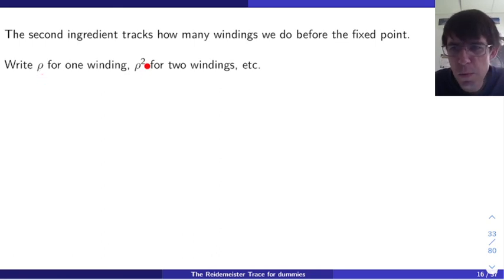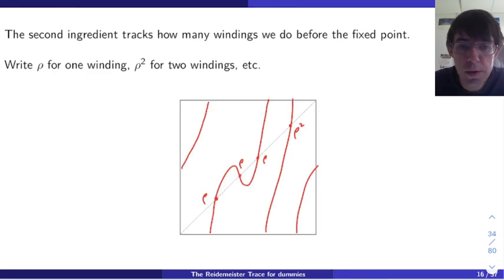I'm writing this as if it was like a group element, because it really is representative of a group element behind the scenes. All right. So, for example, here's a typical function on a circle, and these fixed points, this is another thing that you assign to each fixed point. The Reidemeister class is how many times did you wind around before you met that fixed point.